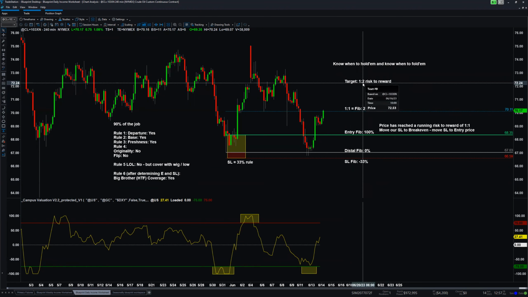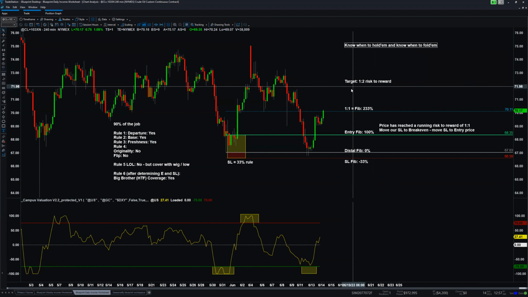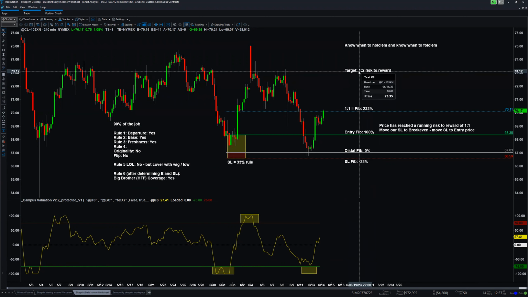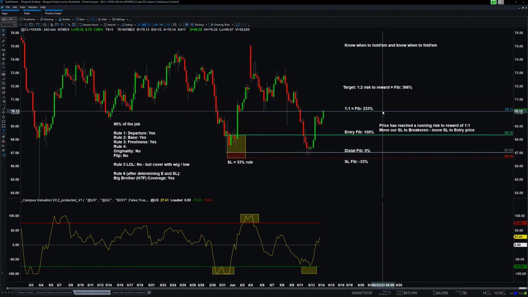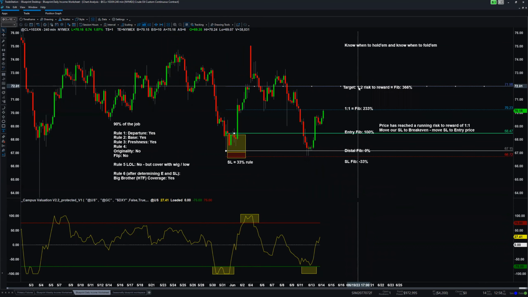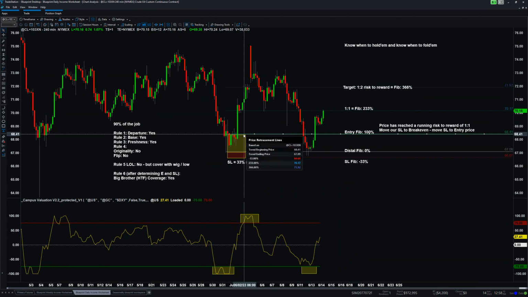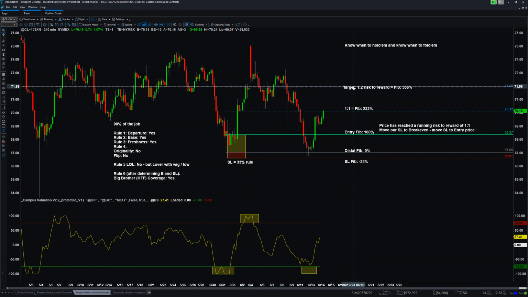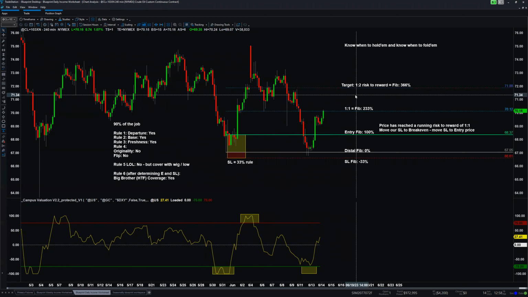So now to add another 1, I always need to add 133 to that number to get to another 1, right? So to get to a 1-to-2 risk to reward to my target, in terms of fib, that will be a 366%. So I'm going to double click on that, and I'm just going to put 366%. And here we go. That's where my target is, 1 to 2.